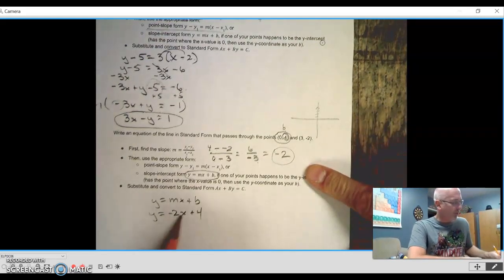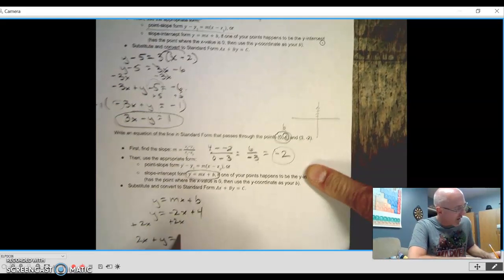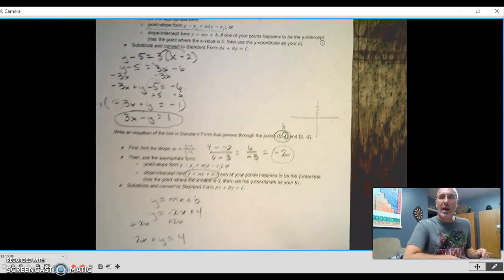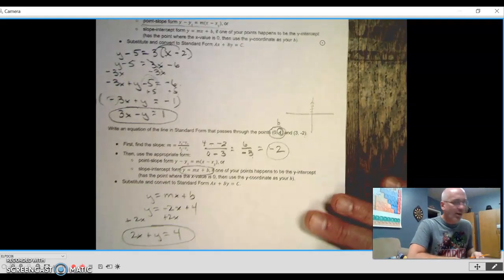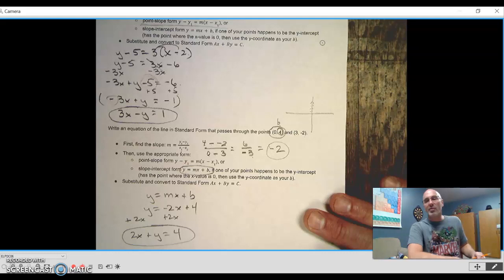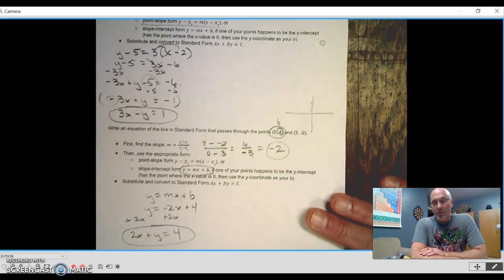Now we're going to move our x's over here, so I'm going to add 2x to both sides. So I'm left with 2x plus y equals 4. Then we have to double check those last two things. Are there any fractions? There are not. Is the coefficient of the x term negative? No, it is not. So we are finished. And that is how you write a linear equation in standard form given various information.